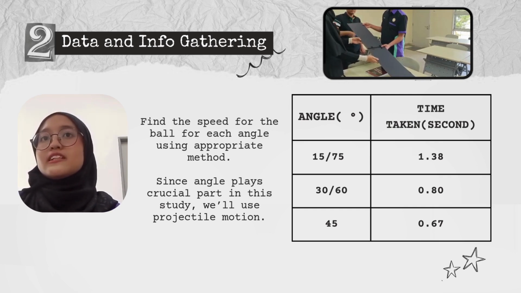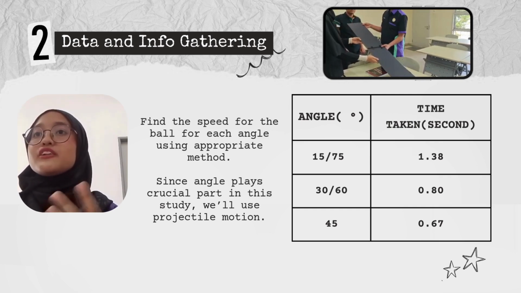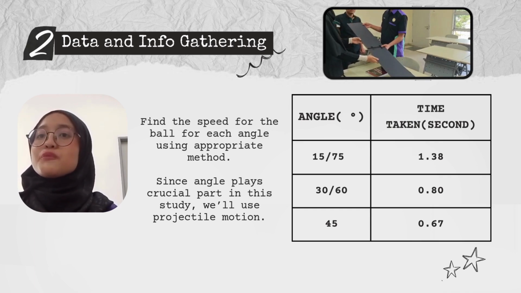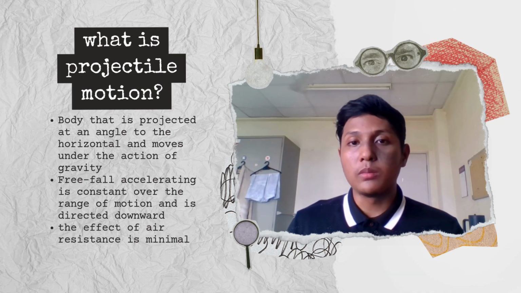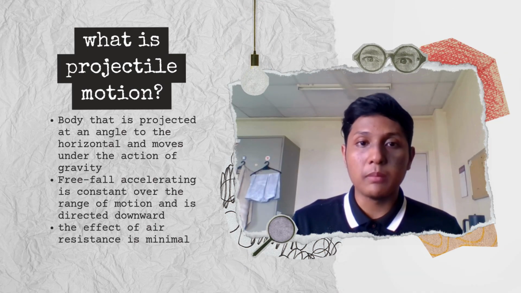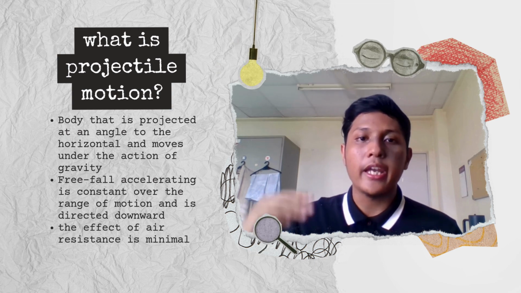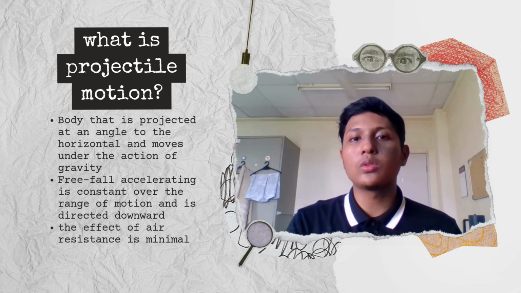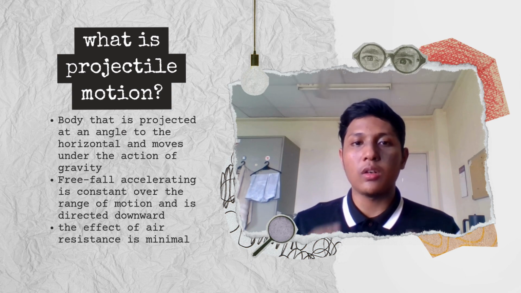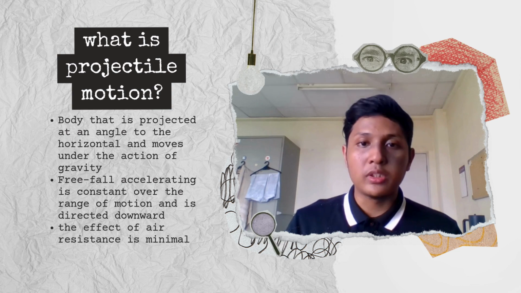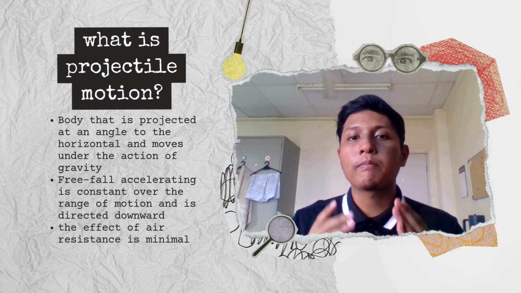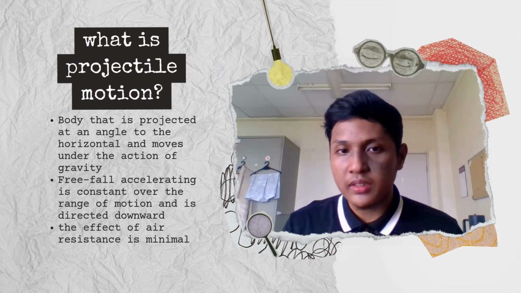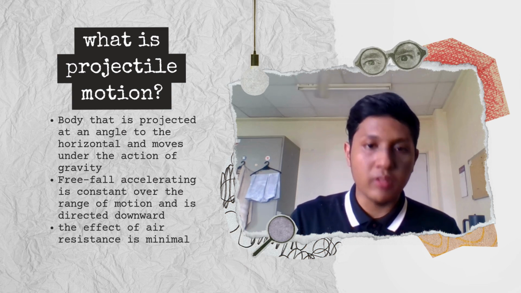After a thorough discussion, we have decided that since angle plays a crucial part in this study, we'll use projectile motion. But first, what is projectile motion? The definition is a body that is projected at an angle to the horizontal and moves under the action of gravity. For example, a ball is dropped from 5 meters above the ground, and under the weight of gravity, it falls down to the ground.